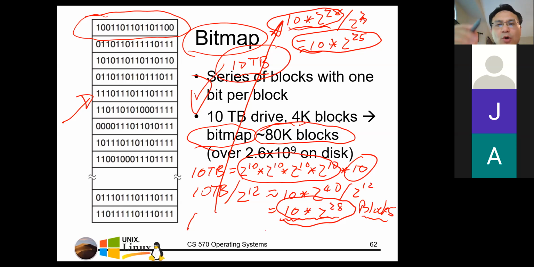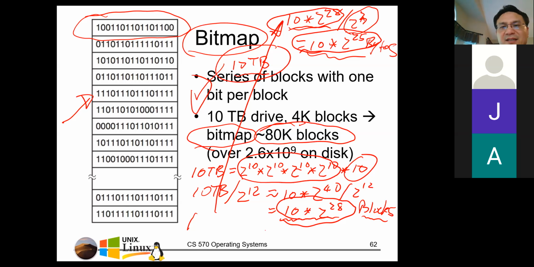So you use that total number of bits divided by the number of bits in a byte, that would be 2 to the third. And this would be 10 times 2 to the 25th bytes. You need these many bytes for the bitmap, okay?